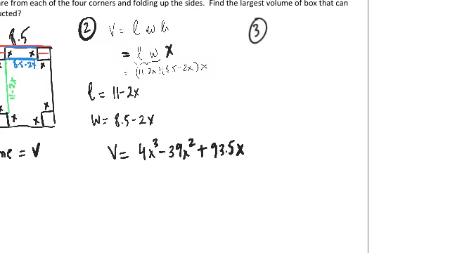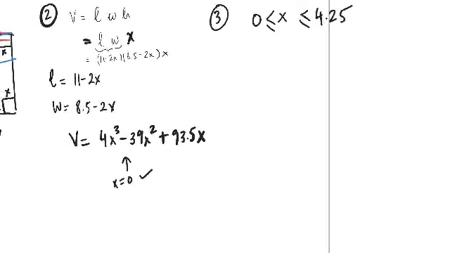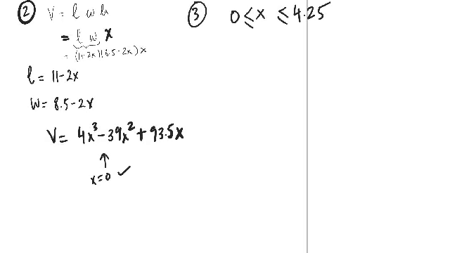Step 3 is the domain, right? You can realize the domain, it can be 0. You'd have no box, but technically x equals 0 works in this equation. The biggest domain that makes sense is 4.25, right? Because if you make a box which is 4.25, you'd be cutting off half of your 8.5 width here, and so you'd have a situation like that, right? You'd have no box, but we can use it in the equation, so that's our domain.